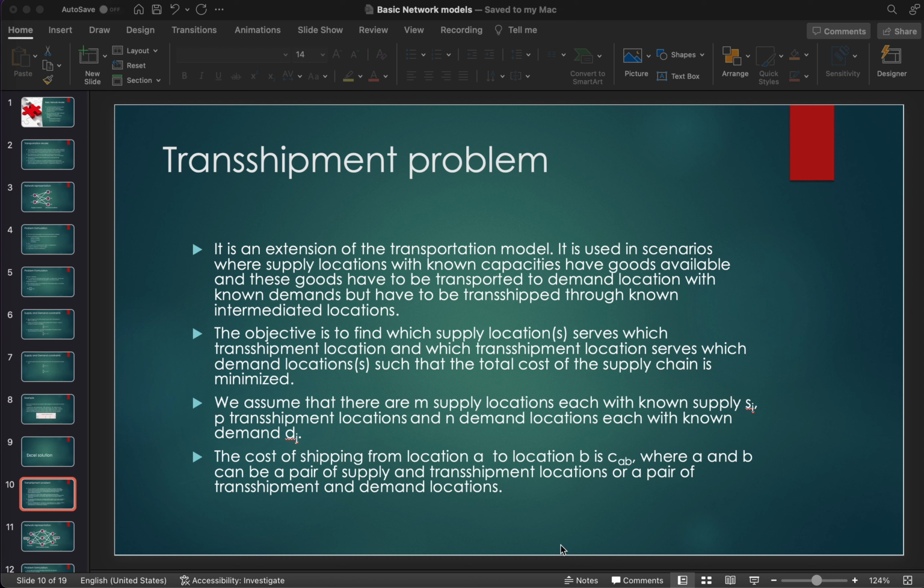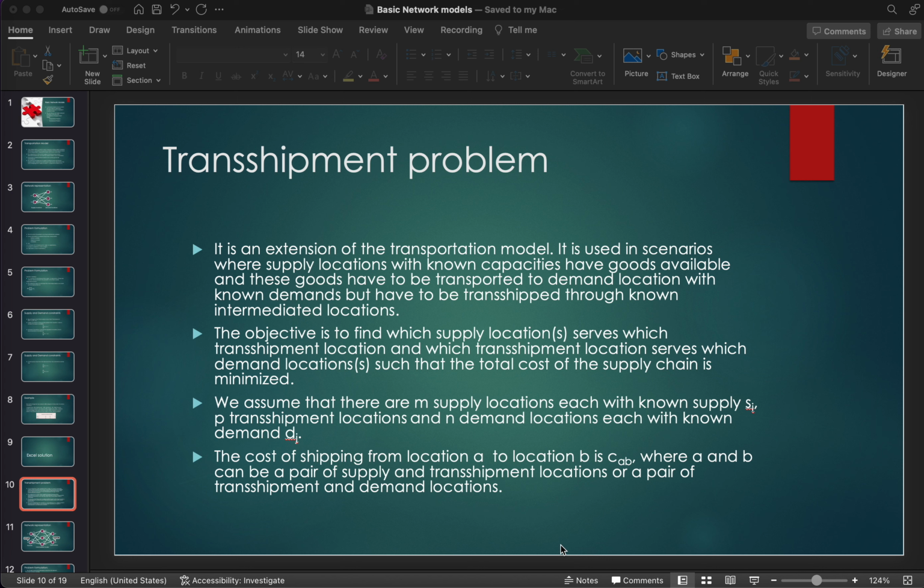Hello everybody, welcome to this video in which we're going to be talking about the transshipment problem. We talked about the transportation problem in the last video. The transshipment model is an extension of the transportation model. It is used when you have intermediate locations between supply and demand locations. So goods don't flow directly from supply to demand locations, they go through intermediate transshipment locations.